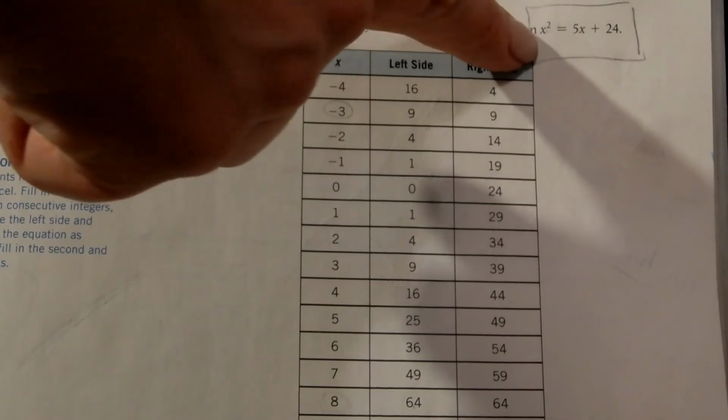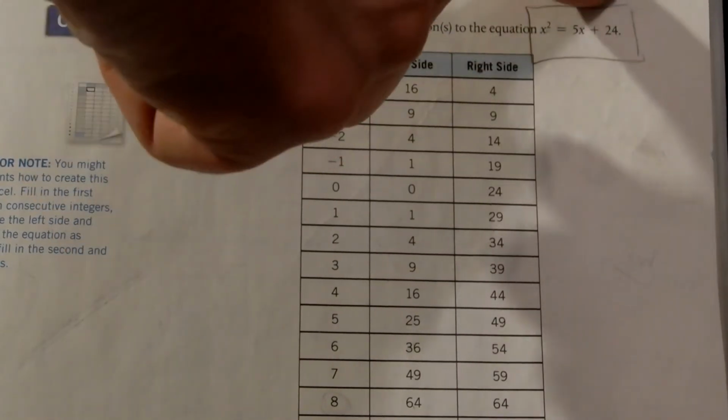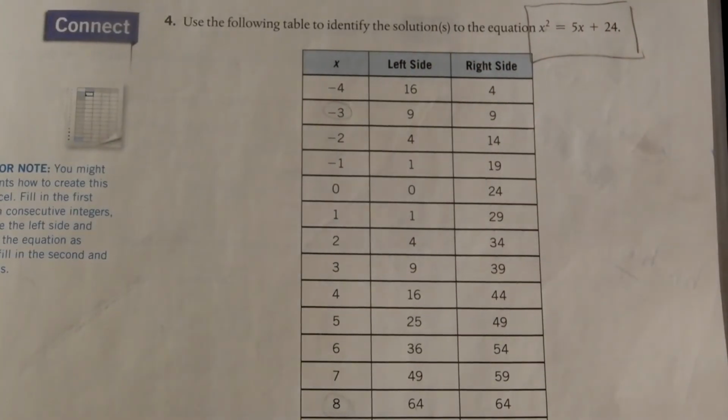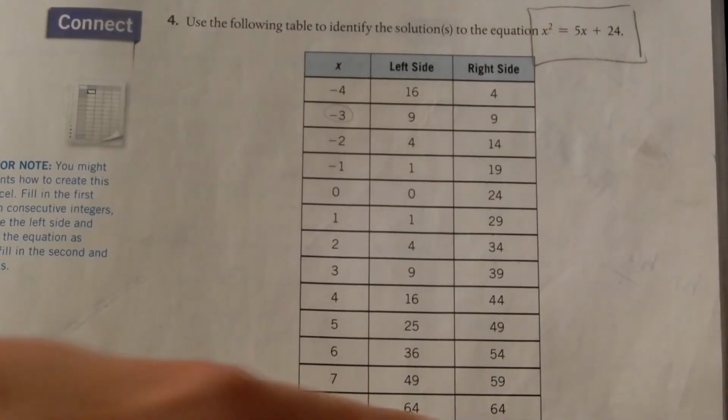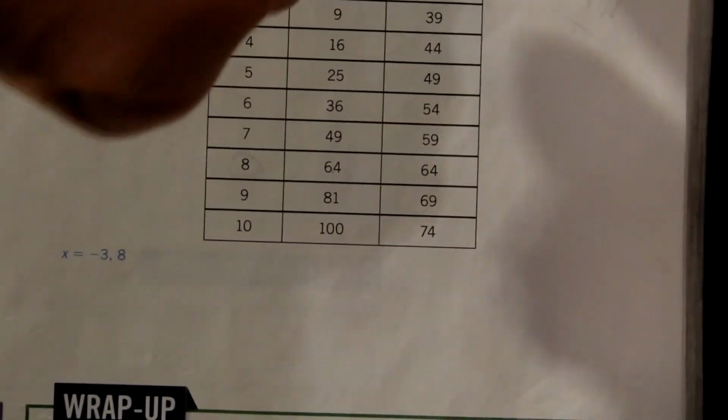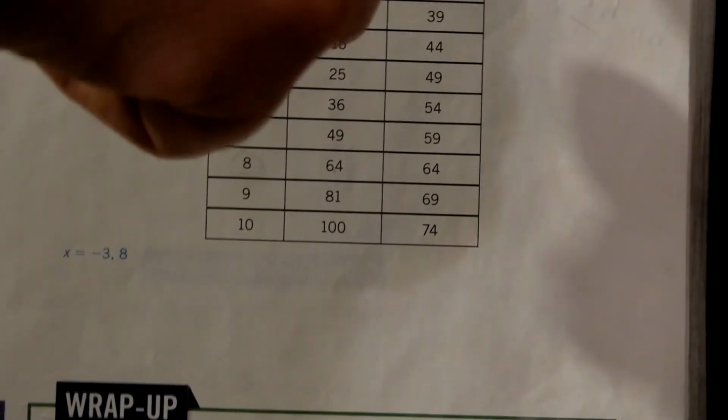If you sub in a negative 3 into this, you get 9 on this side, you get 9 on that side. And there should be another one here. If you look, 64. Do you see how the left and right are both balanced? So 8 is an answer. If you sub in 8, you get 64. Sub in 8 over here, you get 64.